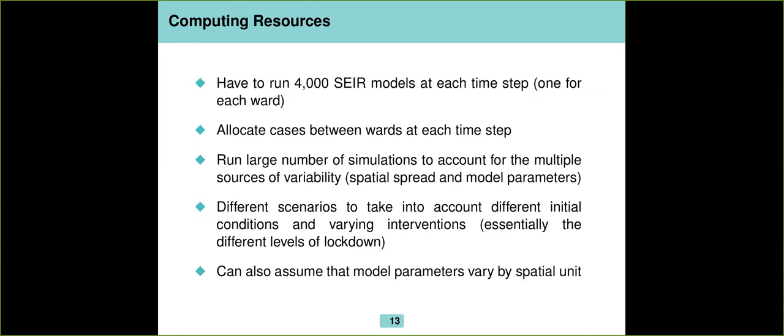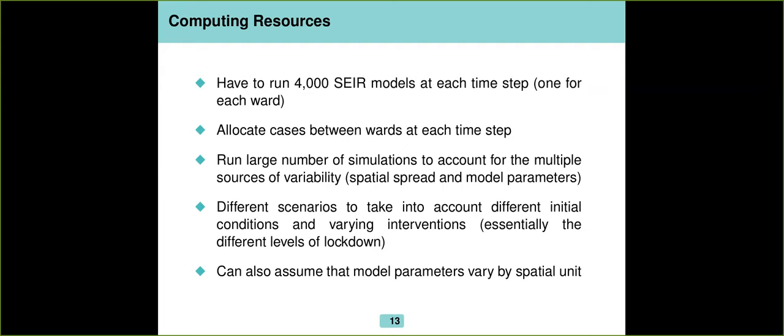So in terms of the computing resources we required, clearly if you have to run 4,000 SEIR models at each time step, one for each ward, as I said, you have to do the allocation of cases between each of these wards at each time step. In addition, you have to run a large enough number of simulations to account for the multiple sources of variability, the spatial spread and the model parameters. Both of those sources of variability.